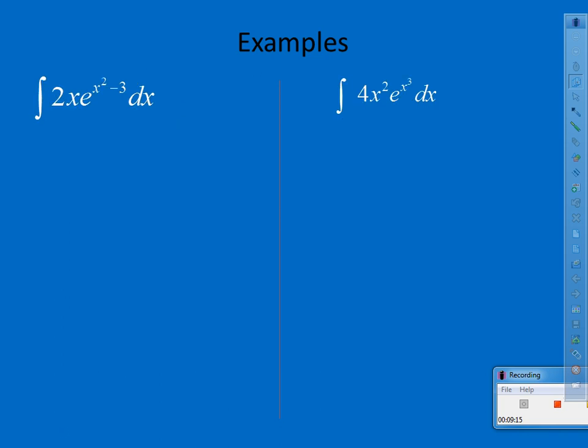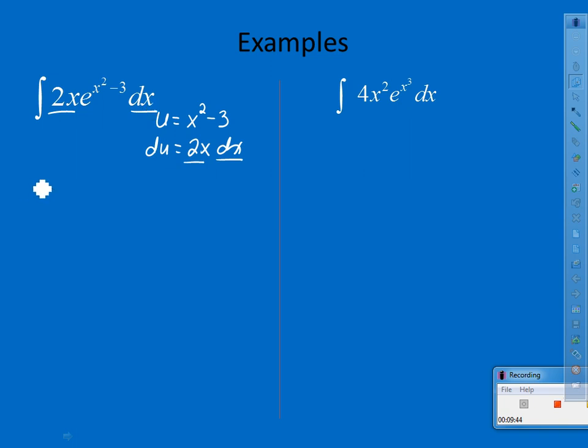Here goes your number 3. I've got 2x e to the x squared minus 3 dx. So I'm going to let u equal the exponent, x squared minus 3. That means du is 2x dx. Now let me think through this. I need to see a 2x dx, and I do right there. So I don't have to do anything extra this time.